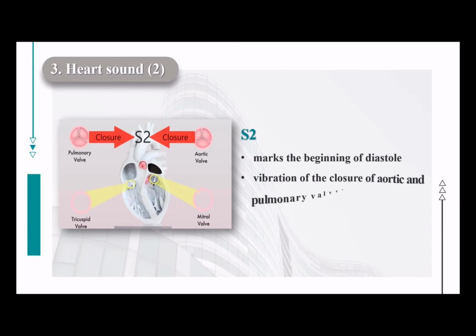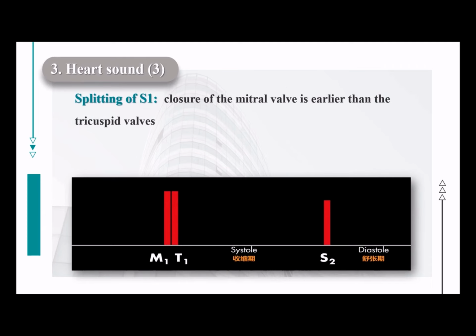Normally, closure of the mitral valves is slightly earlier than the tricuspid valve, and aortic closure precedes pulmonary valve closure. But this distinction is hard to be heard. However, it could be detected by auscultation under some conditions, which defines as splitting of heart sounds.